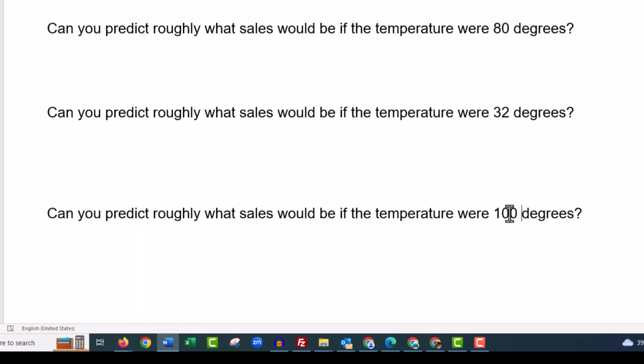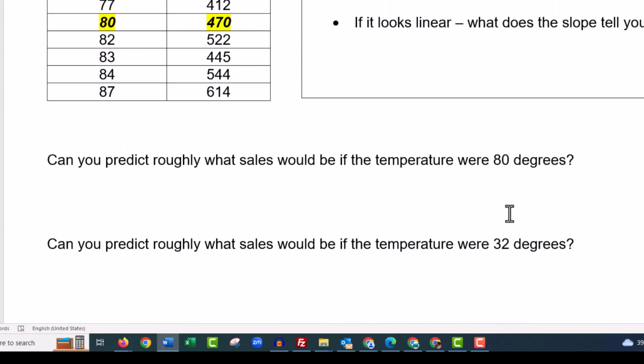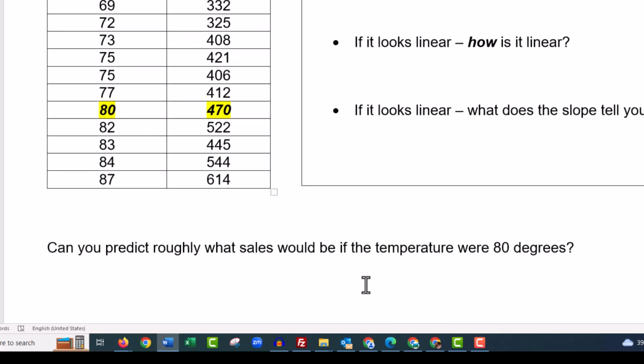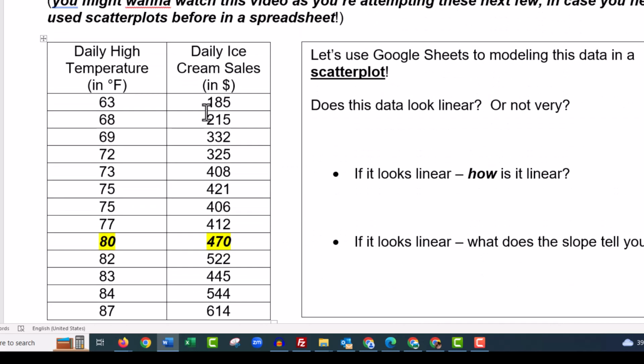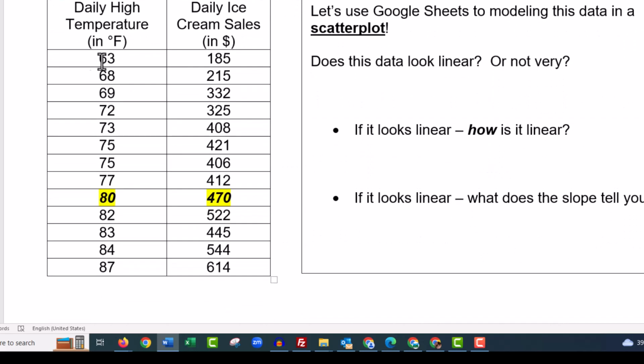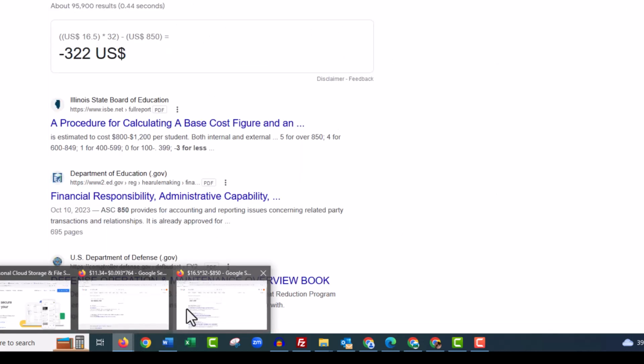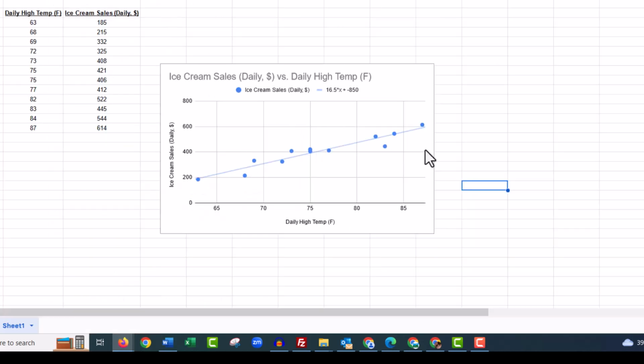How about 100 degrees? Okay, so now 100 degrees. 32 is definitely ridiculous for a couple of reasons. First of all, because it's freezing at the beach, and who buys ice cream then? But also, you see where the data is? It starts at 63 and goes to about 87. 32 degrees is off the bottom end of this chart. Nobody says that this data is going to continue behaving this way if you get far away from the data values you see. So 32 is off this end. 100, conversely, is off of this end.